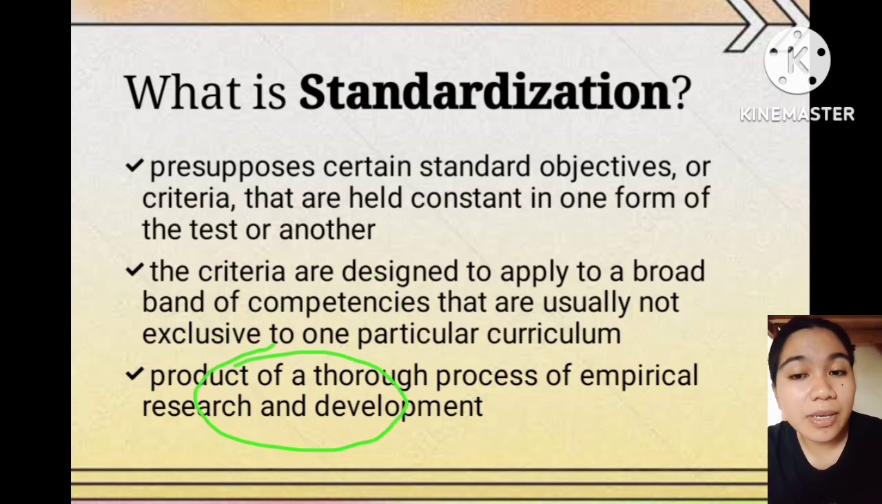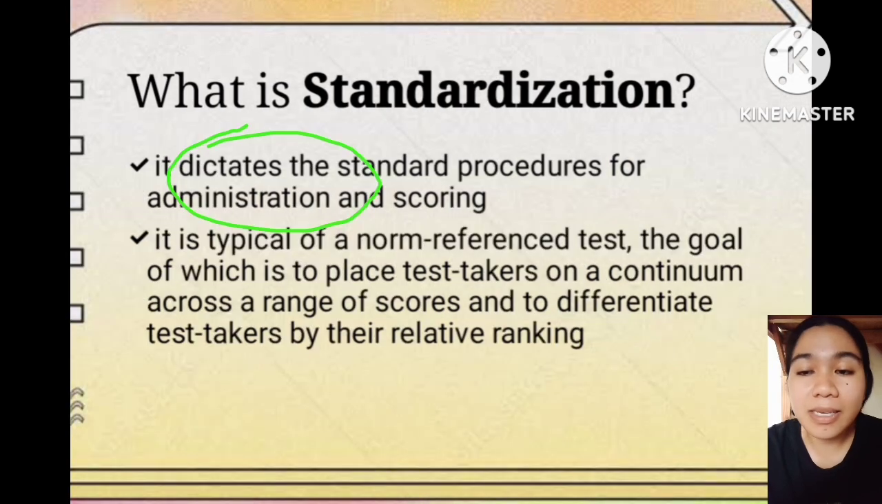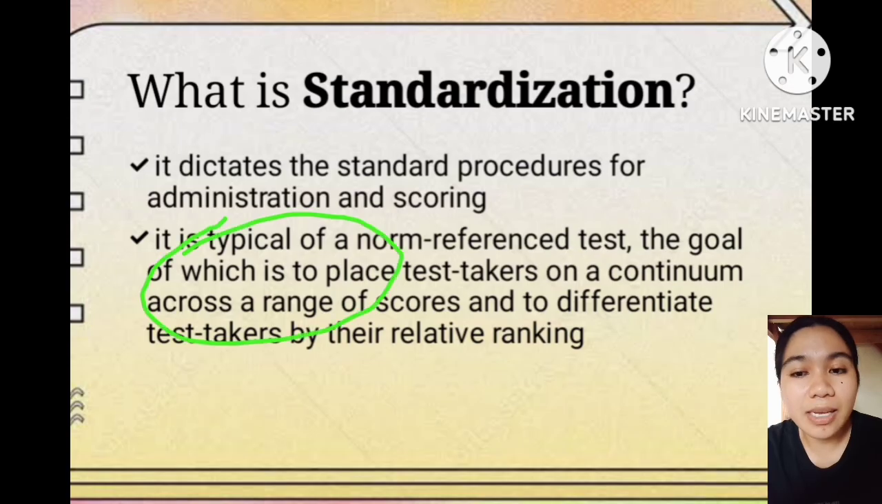A good standardized test is the product of a thorough process of empirical research and development. It basically dictates standard procedures for administration and scoring. And finally, it is typical of a norm reference test, the goal of which is to place test takers on a continuum across a range of scores and to differentiate test takers by their relative ranking.